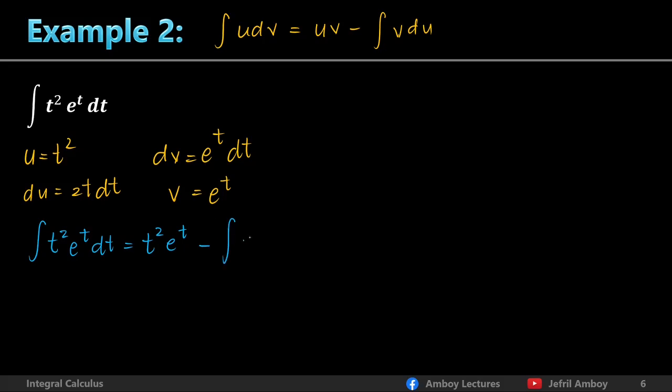So, we have e raised to t and then du, which is 2t times dt. Okay. Now, by inspection, itong constant na to pwede nating ilabas. At may matitira tayo ditong e to the t times t dt. Diba? Okay, gawin natin to. Rewrite ko lang: t squared e raised to t minus 2 times the integral of, unahin ko lang tong t, t e to the t dt.